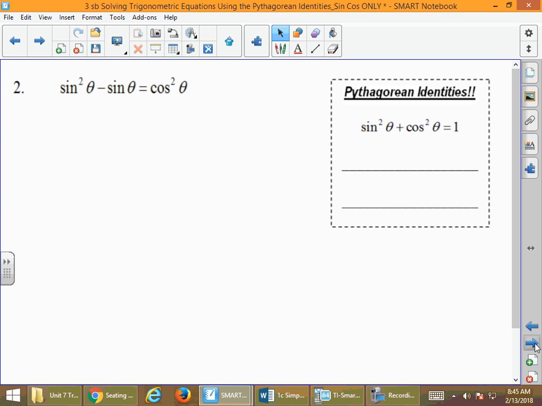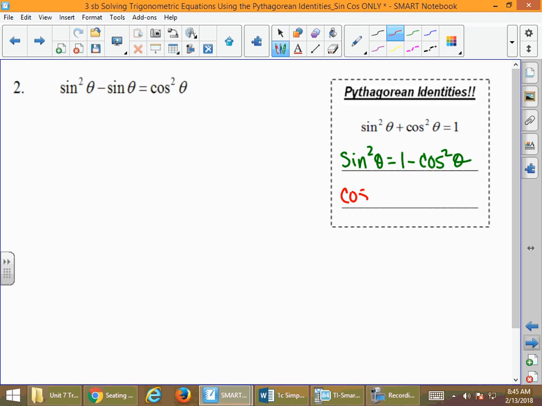But let me stress to you, knowing sine squared theta plus cosine squared theta equals 1 is really important. The other two identities, when we solved for sine, we ended up with sine squared theta equals 1 minus cosine squared of theta. And we also solved for cosine squared of theta, which is 1 minus sine squared theta. And now what we need to do is solve this problem.